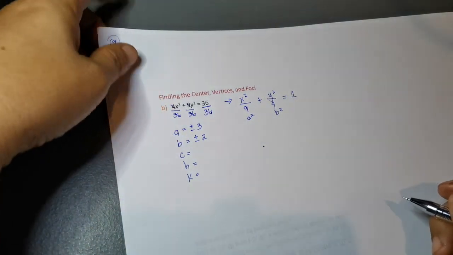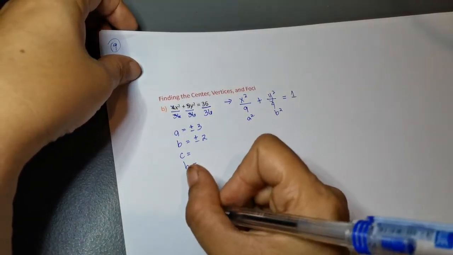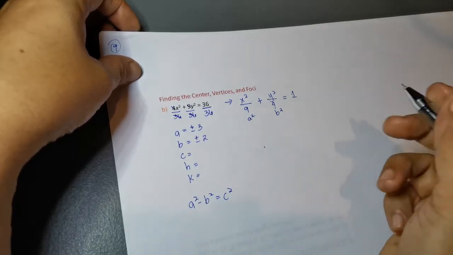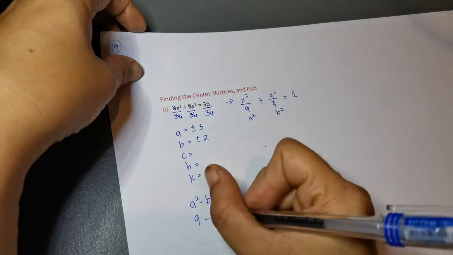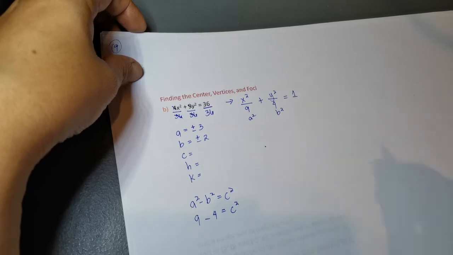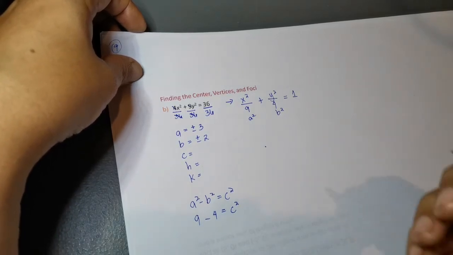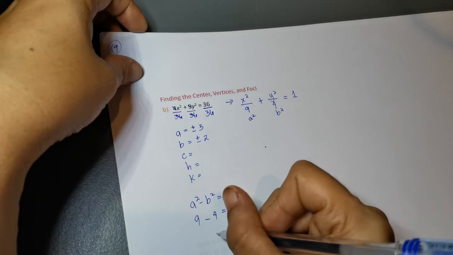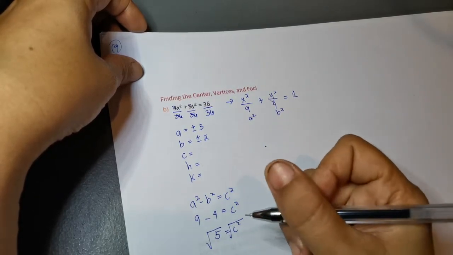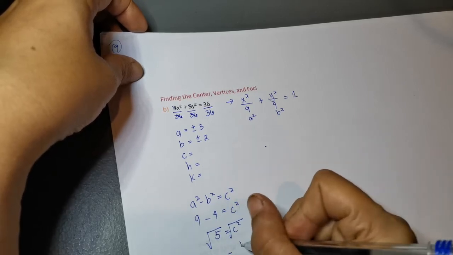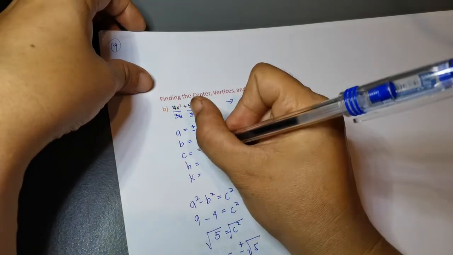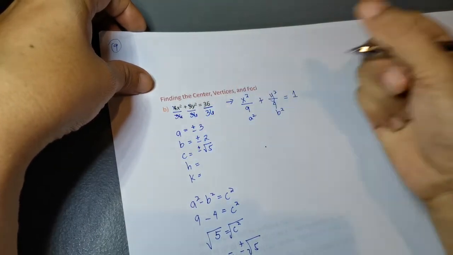How about C? Siyempre, isusolve natin. Kaya naman, meron tayong A squared minus B squared equals C squared. A squared ay 9 minus B squared ay 4 equals C squared. Ayan. Okay? So, 9 minus 4 is 5 equals C squared. Extract the root. So C is equal to positive and negative square root of 5. Okay, so positive and negative square root of 5.